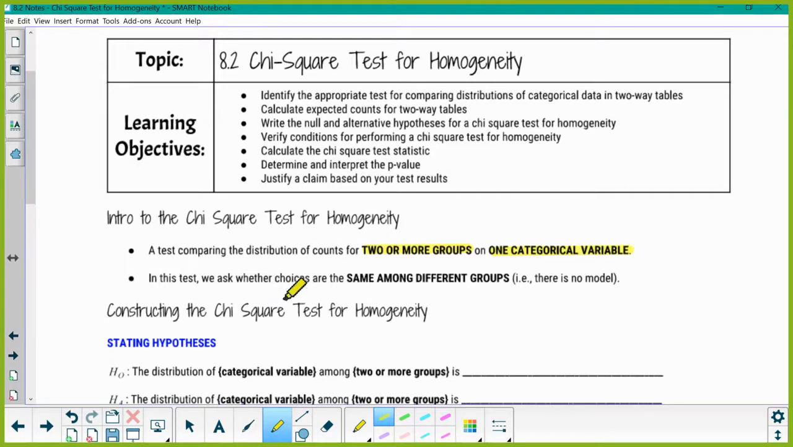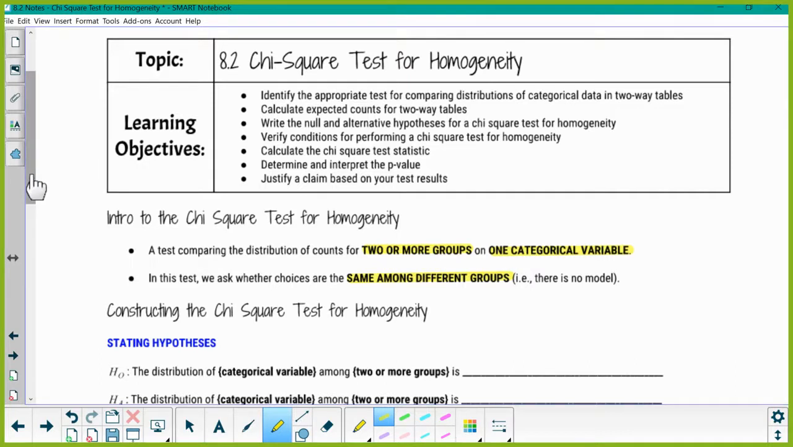So in this test, we are asking whether choices are going to be the same among different groups. Are we going to see the same proportions between group one and group two? Are they going to act in the same way? Now, there is no model that we are following. That's what goodness of fit is asking. Does the data follow expected proportions? Are they equally distributed? All of that is from goodness of fit. We don't have a model. We are just comparing two groups together to see if they are the same.